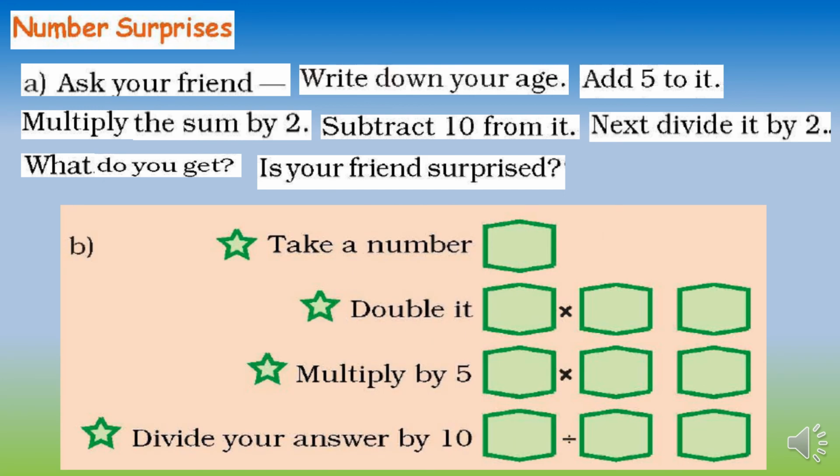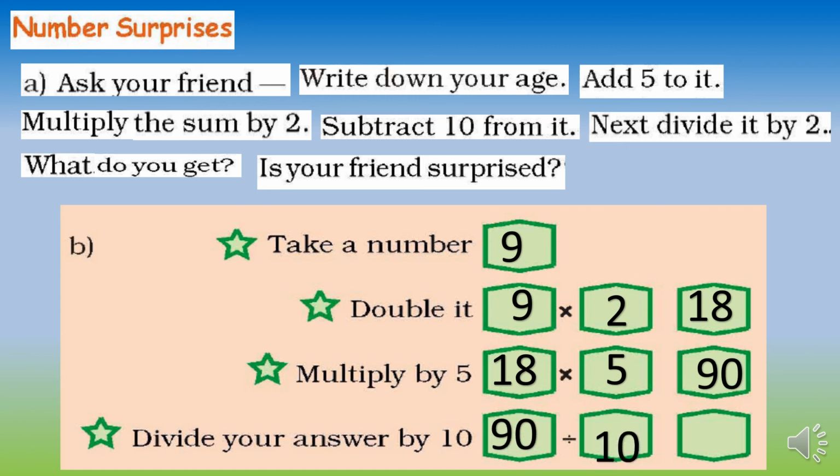See again, take a number like 9, double it, that is 9 2s are 18, multiply it with 5, so 18 5s are 90, then again divide the answer by 10, that is 9, the number which we started with.